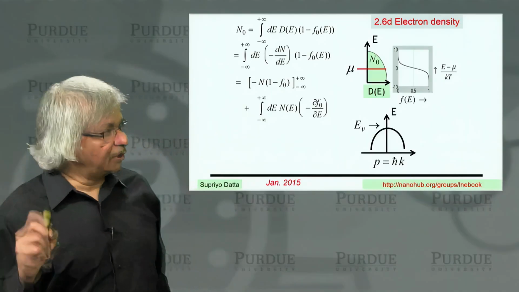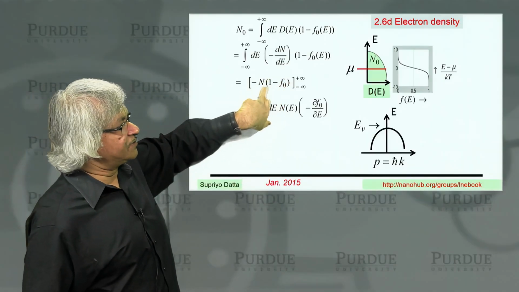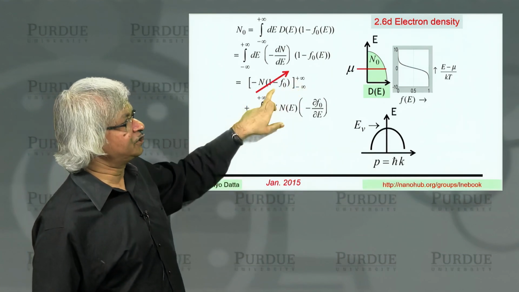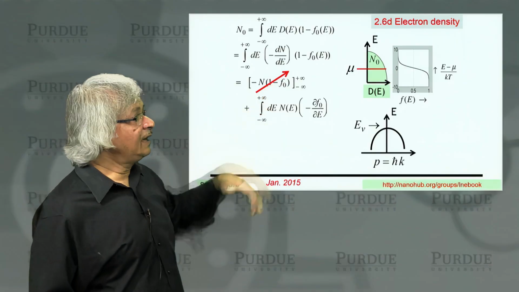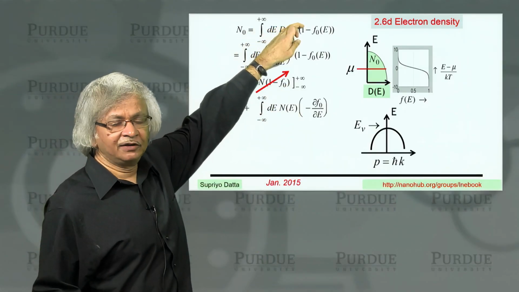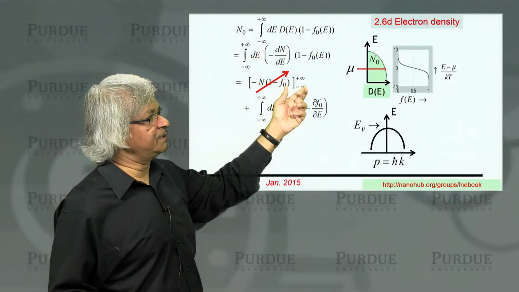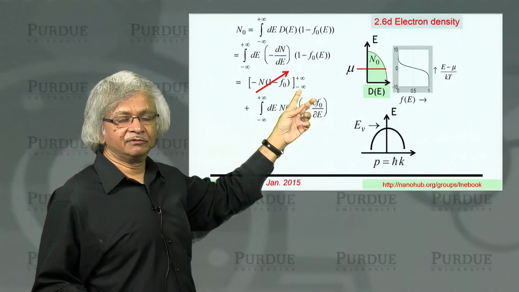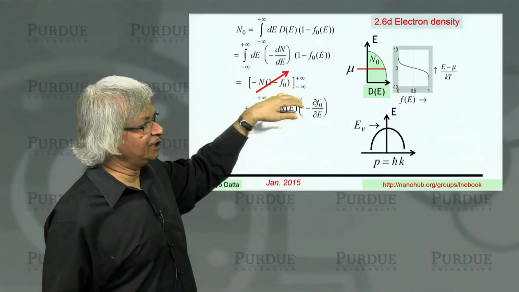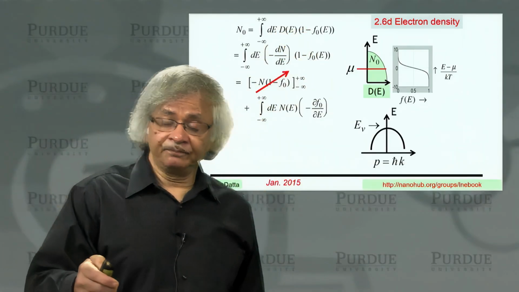But one very important point I want to make is that this N times 1 minus F0 is a quantity that vanishes at both ends, so you can actually ignore it. On the other hand, if I had started with F0 instead of 1 minus F0, then I would have got N F0 over here. And N F0 would not be 0 at one of the limits, which means I wouldn't be able to ignore this term. So whatever I did here only works if I use 1 minus F0. It doesn't work if you use F0.